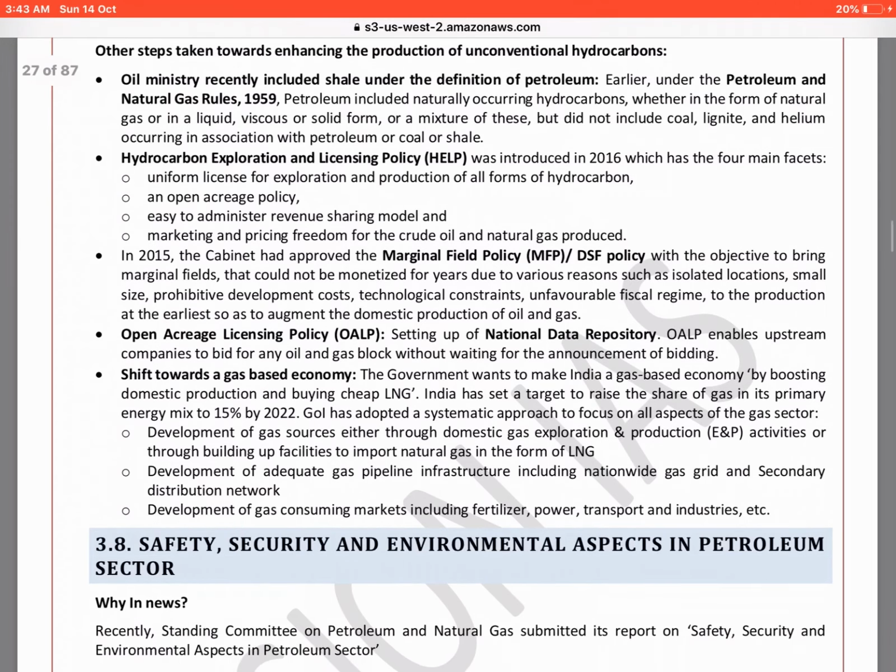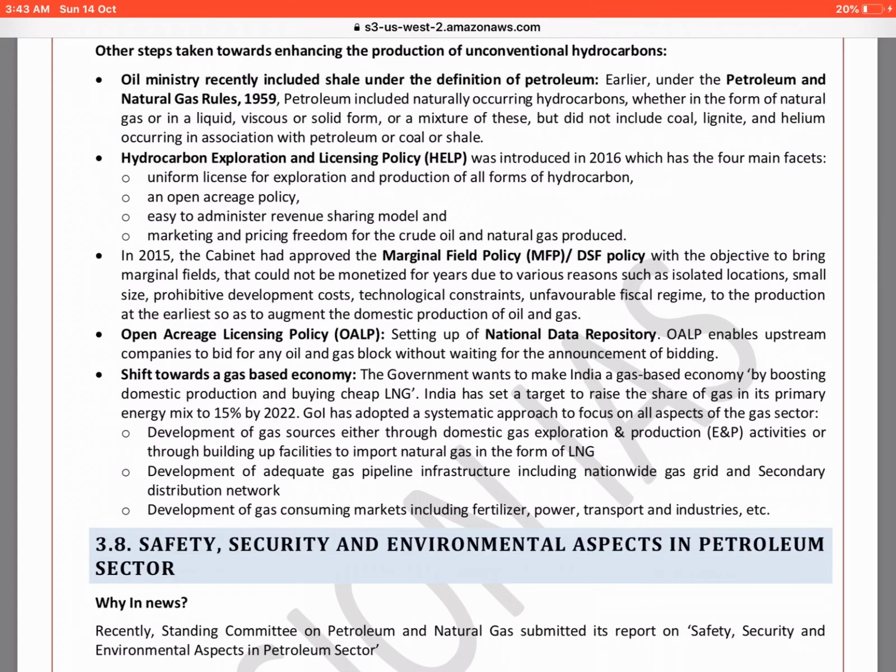Other steps taken towards enhancing the production of unconventional hydrocarbons are that the oil ministry has recently included shale in the definition of petroleum. Next is the hydrocarbon exploration and licensing policy, introduced in 2016, which provided for uniform licensing for exploration and production of all the forms of hydrocarbons. I have explained you about this uniform licensing thing.